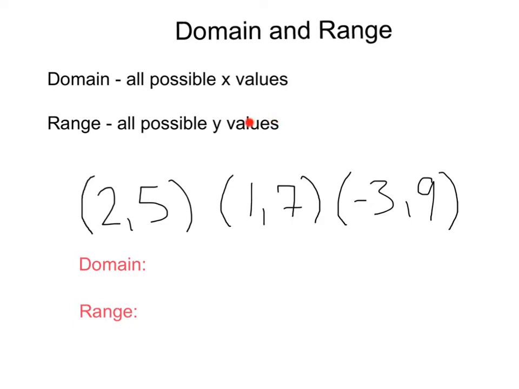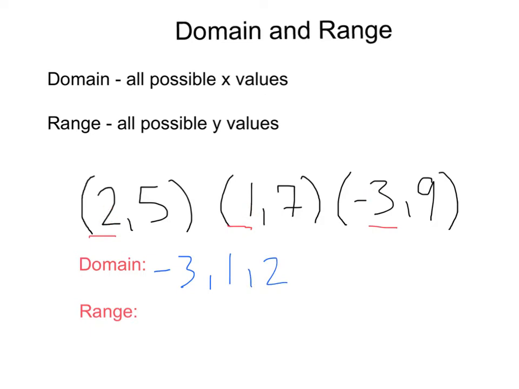All right, let's take a look at this relation. Remember, a relation is just a set of ordered pairs. We've got (2, 5), (1, 7), and (-3, 9). Since the domain is all possible x values, all we want to do here is take all of our x values, 2, 1, and -3. Now, it doesn't have to be this way, but proper mathematical practice says let's just put these in order. So all these x values, -3, 1, and 2, let's go ahead and write those right down here. Those are just all our x values.